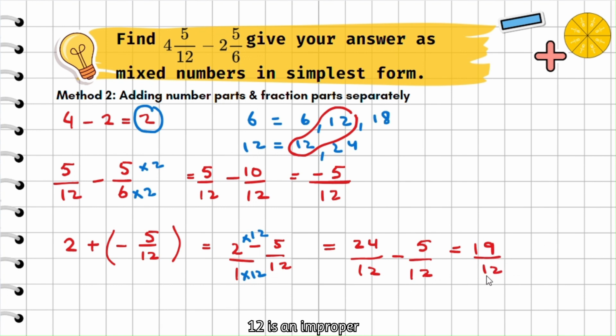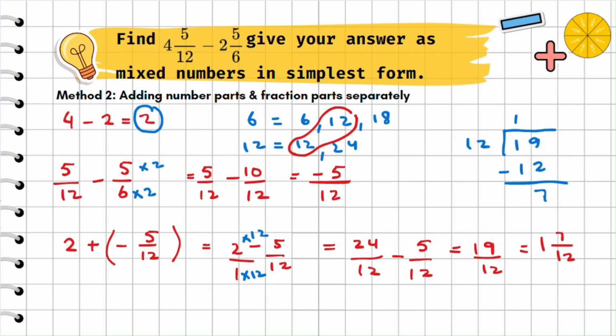Now 19 over 12 is an improper fraction, so you have to convert it into a mixed number. So we would divide to do that. 19 would go inside and 12 will go outside. 12 times 1 is 12. That would leave us with 7. Mixed number would be 1 whole 7 over 12. Now you can see that either way we did it, we got the same answer, 1 whole 7 over 12.